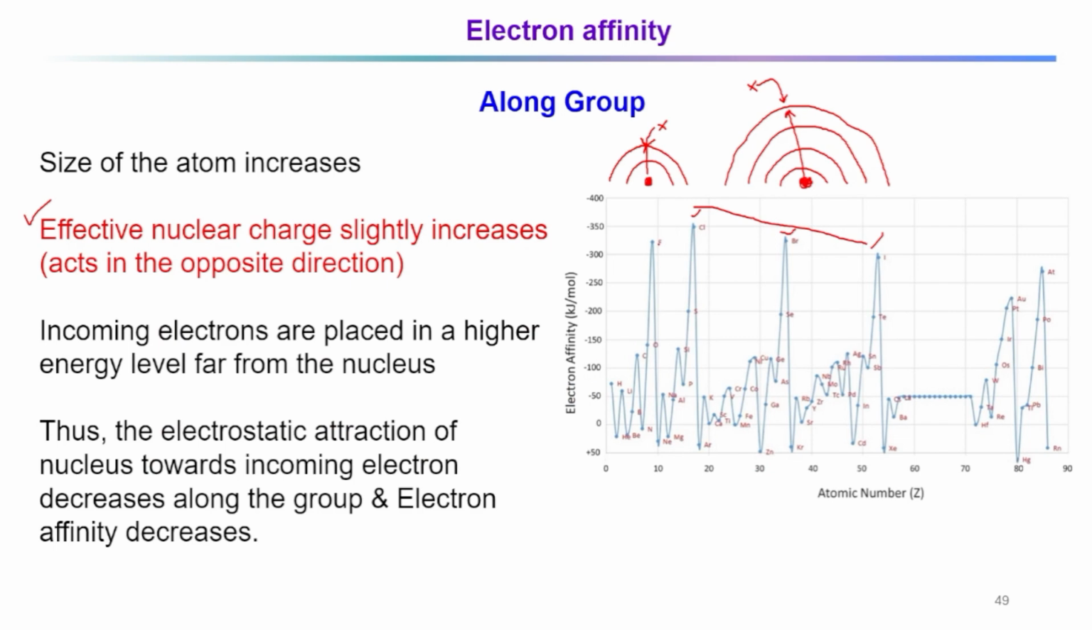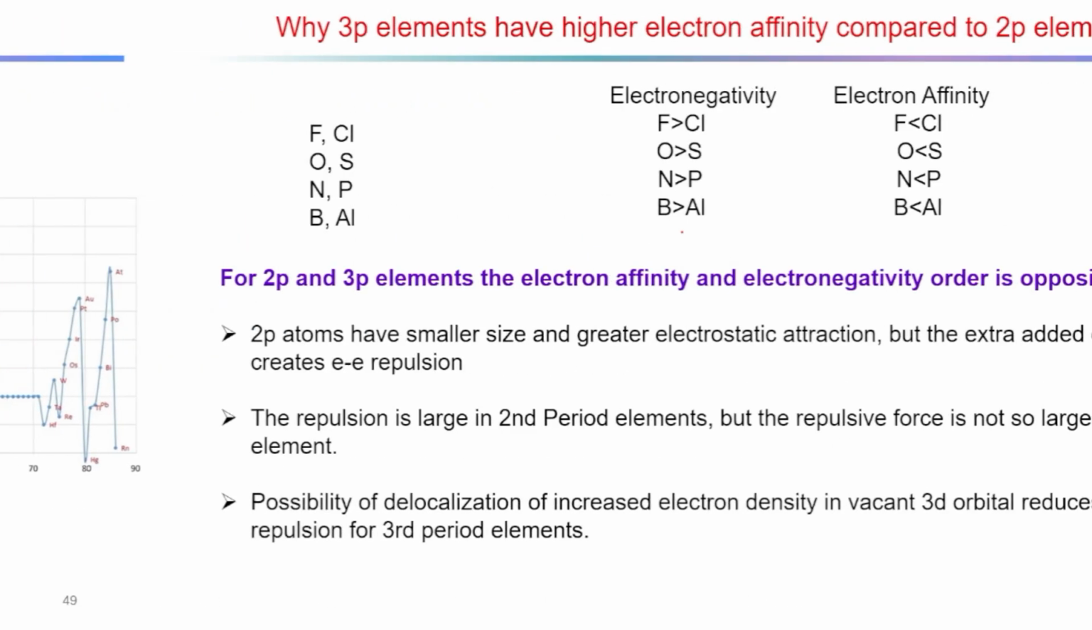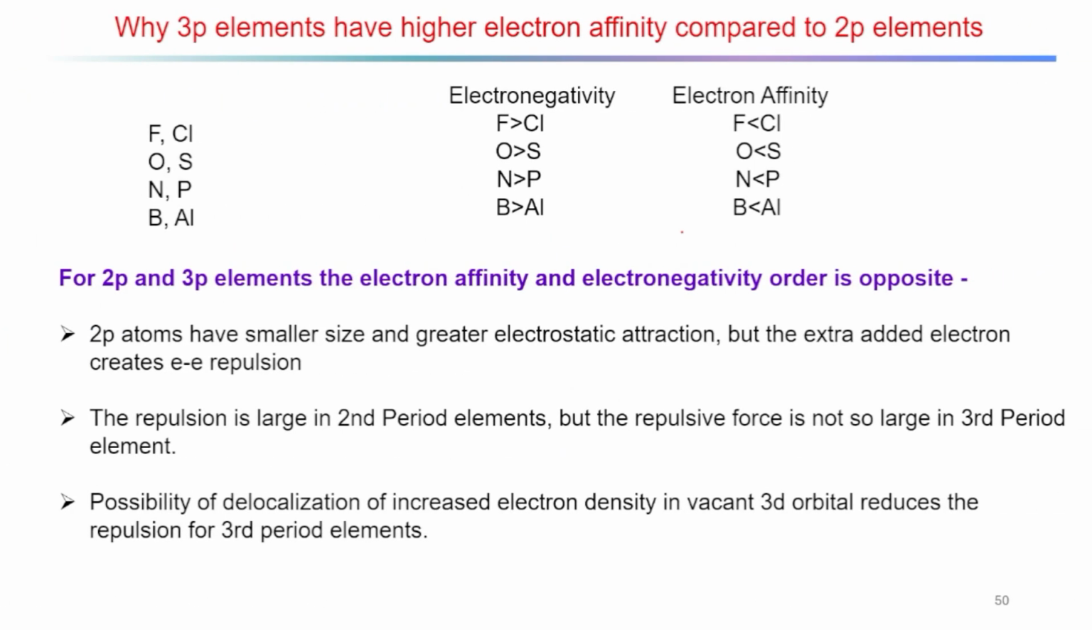So when we go from fluorine to chlorine, the chlorine's electron affinity should be lesser according to this periodic trend. But actually, chlorine's electron affinity is more than fluorine. In other words, we can say 3p elements have higher electron affinity compared to 2p elements.